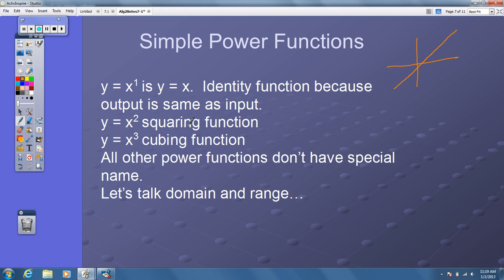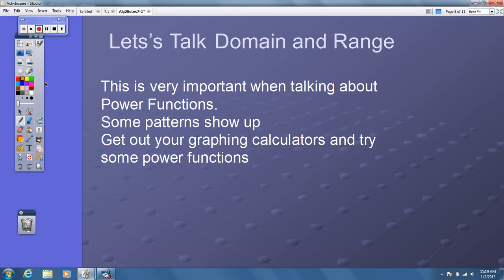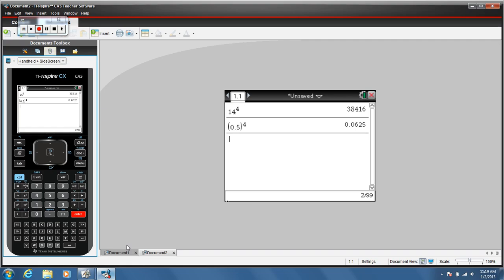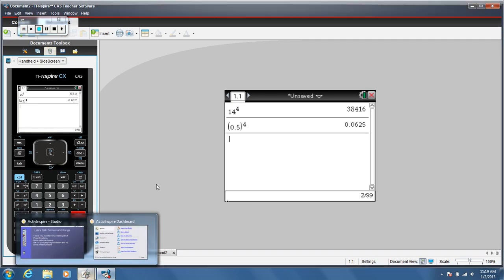Okay, y equals x squared is a squaring function. Y equals x cubed is a cubing function. Those are the ones you need to know. All other power functions don't have special names, but we are going to look at domain and range right now. Okay, you need to get your graphing calculators out, and I want you to see some patterns here.